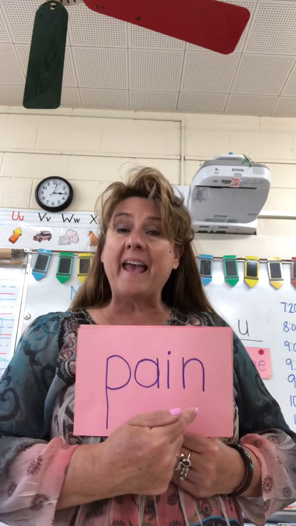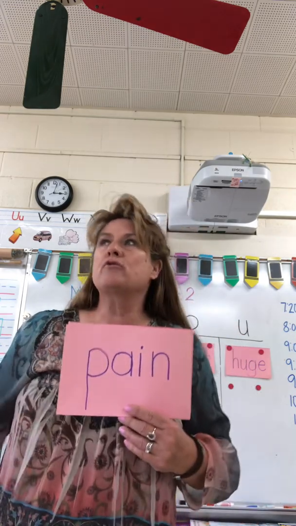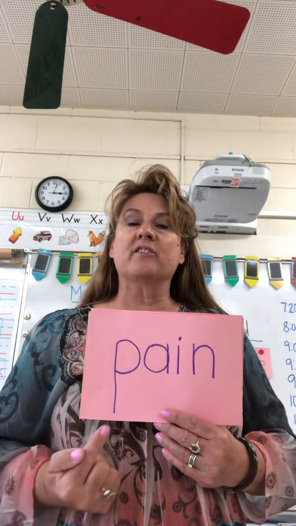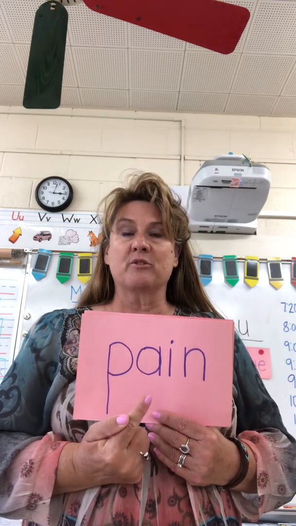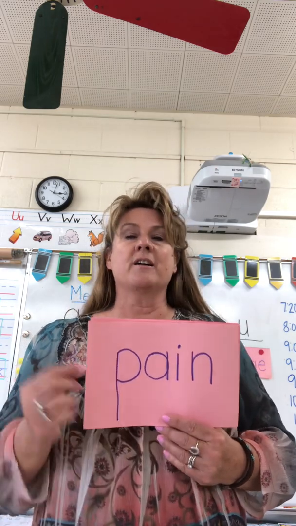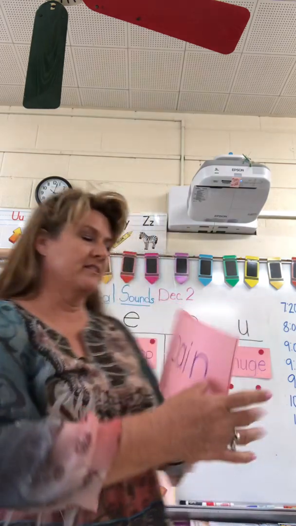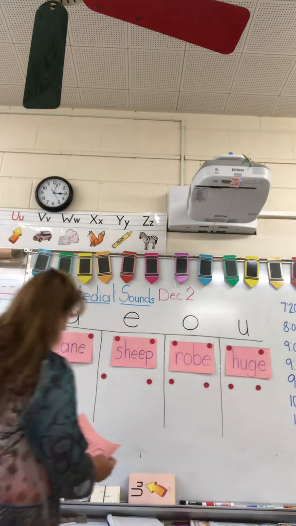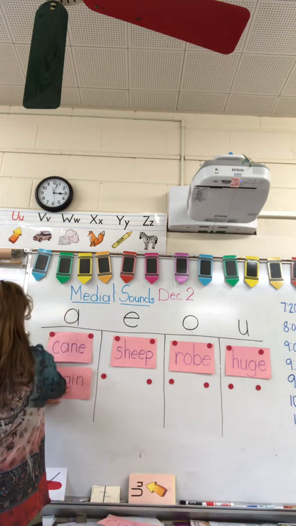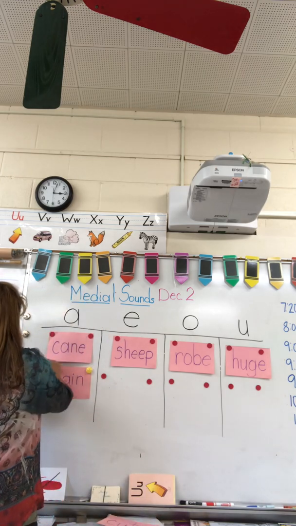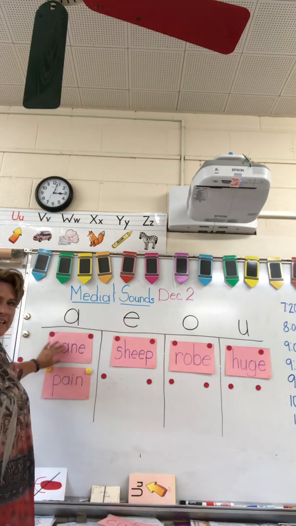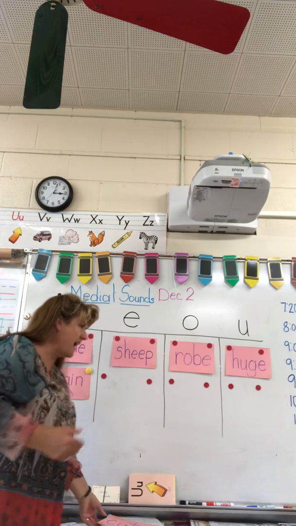Let's sound it out. P-A-N. Pain. Like if you scrape your knee, you will feel some pain. The beginning sound is P. The medial sound is A. And the ending sound is N. So we have to put this with the column of words that have the medial sound of A. Pan, can, pain. I can hear that A.